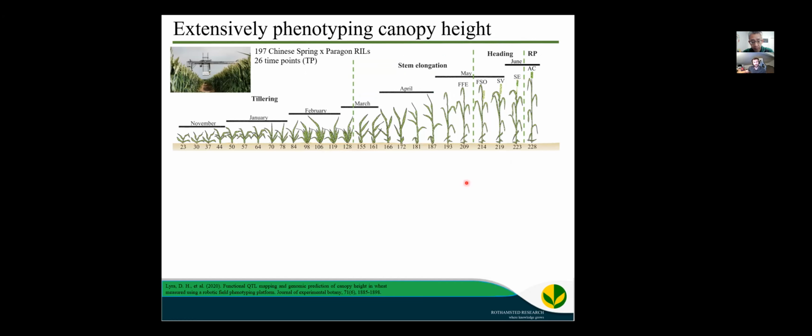Okay, going forward to my study, we use this mapping population, Chinese Spring by Paragon, 200 individuals, 26 time points. It's quite a lot of time points, so we could play around with this data. It's not very limited information, and having 26 time points, it's easier, as I said, to pick and choose in a non-smart way, I would say, because we already have the information.